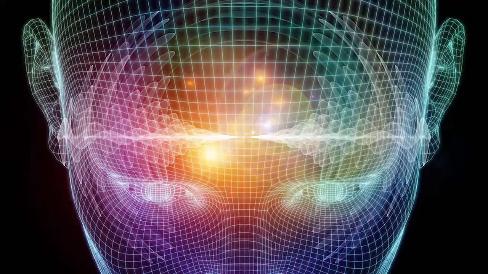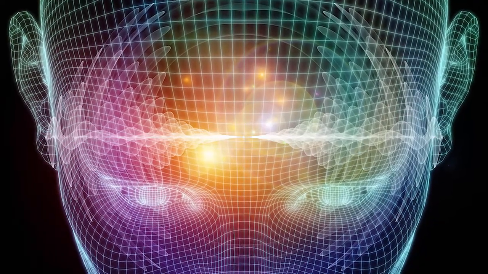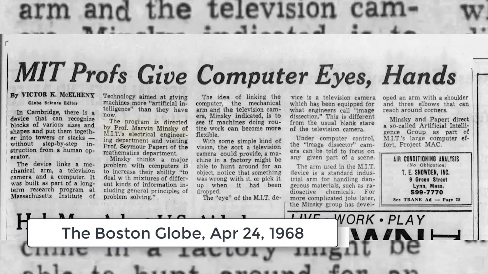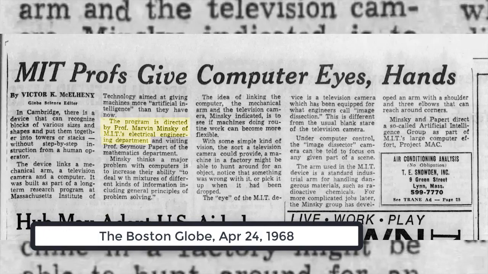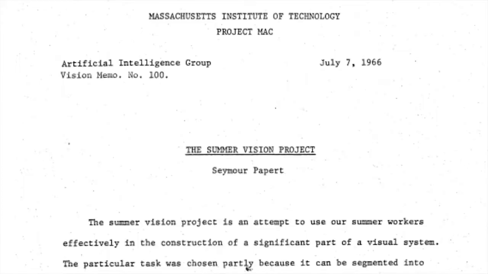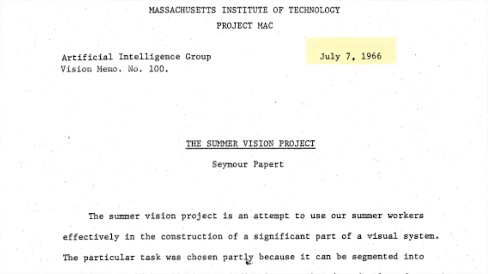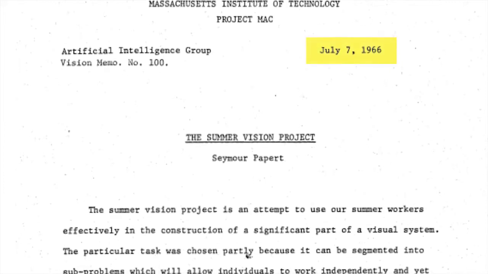Another key moment in the field of computer vision was the founding of the Artificial Intelligence Lab at MIT. One of the co-founders was Marvin Minsky, who famously instructed a graduate student in 1966 to connect a camera to a computer and have it describe what it sees as a summer project. Fast forward 50 years, and we are still working on it.